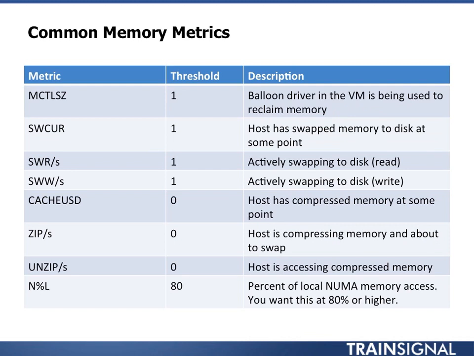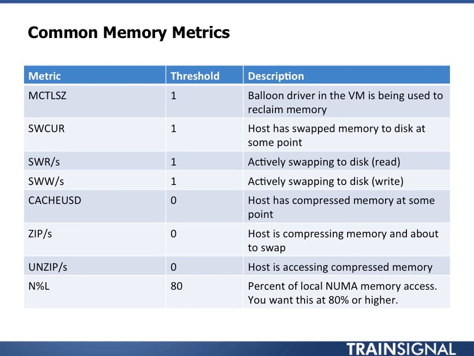Some common memory metrics. First, memory control SZ. Basically, the balloon driver in the VM is being used to reclaim memory. So if you see this 1 or higher, it means ballooning is going on. Your memory is being constrained. Some ballooning is fine, but if it's a chronic issue or causing performance problems, it at least gives you a place to look and say, go look at memory.